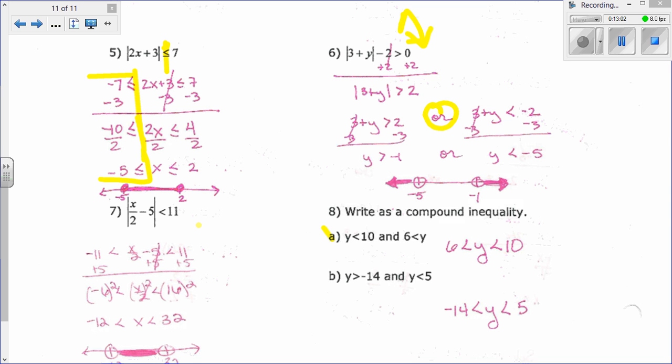Or, because it's a greater than sign, I need to do 3 plus y is less than negative 2. So I switch and I negate it there. So then I solve it like I normally would, get y alone, subtract 3 from both sides, so y is less than negative 5. Y is greater than negative 1 goes this way, and then y is less than negative 5 goes that way.